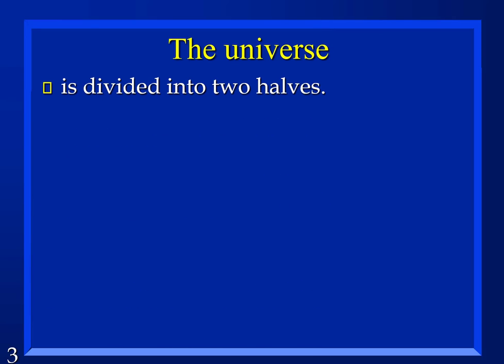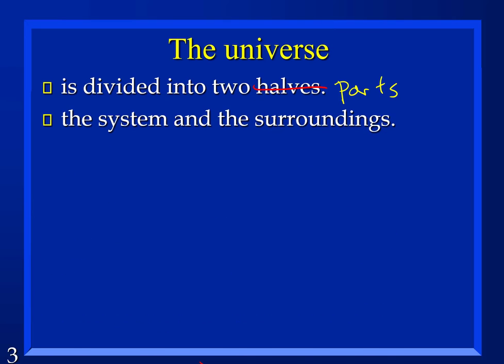The universe is divided, but we talk about the universe as two separate parts. I don't say halves, it's really two separate parts, because halves implies they're the same size, and they're not. The two parts are the system and the surroundings. And oftentimes, this is just a mental note of which is it, the system or the surroundings. Just give it a label.